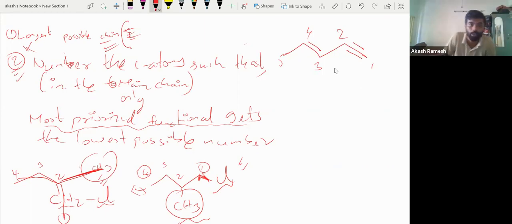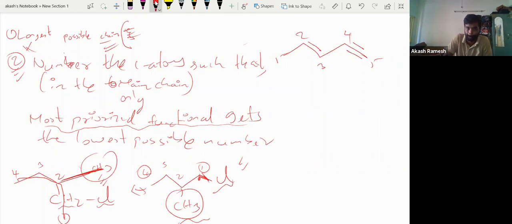Exactly. So you have to make sure that the double bond carbon has the lowest possible number, because that is having maximum priority. So we will number like this: 1, 2, 3, 4, 5. This is how we number it. Okay, I hope you understand what we are trying to do. First thing is the longest possible chain, and you have to include the maximum prioritized functional group. Second, once you number the carbon atoms, you have to make sure that the maximum prioritized functional group gets the lowest possible number. Okay, right. Let me give you one more example and we'll move on.